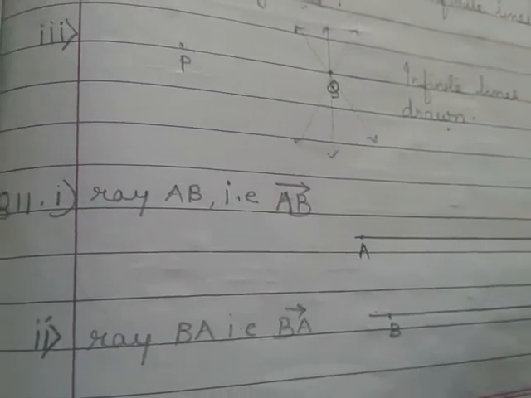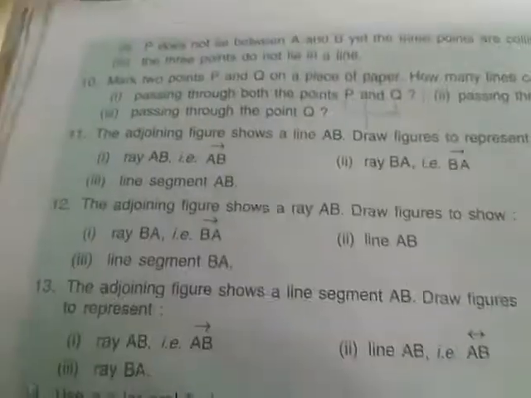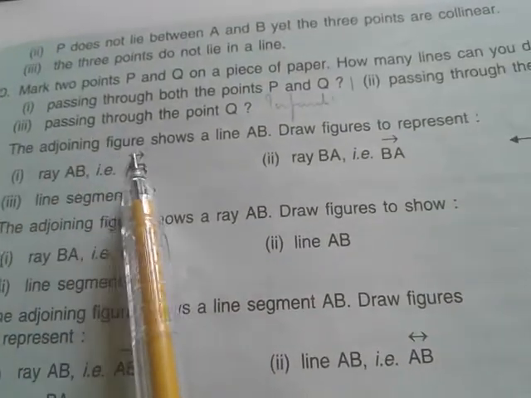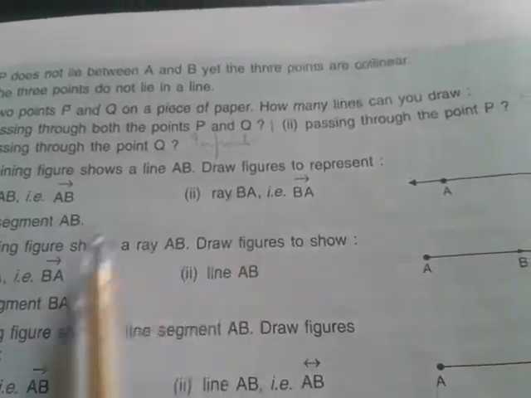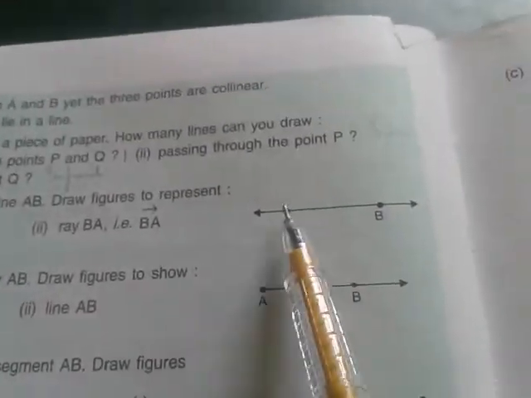Then question number 11. Let's see what question number 11 is. The adjoining figure shows a line AB. Draw figures to represent.